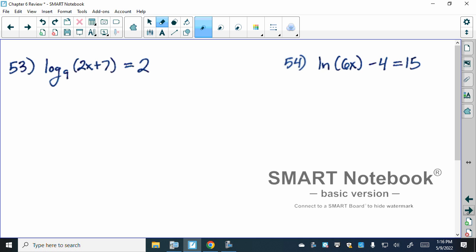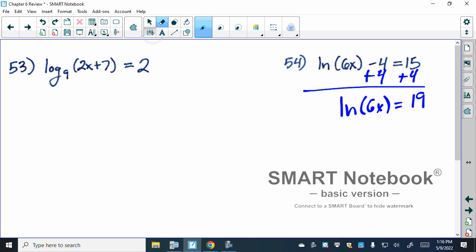Because these are going to be the same as what we just did. We just have to get 54 by itself first. ln of 6x minus 4. The minus 4 is not a part of the 6x. So if we were going to solve this one here, we would first have to add 4 to both sides, telling us ln of 6x is equal to 19.